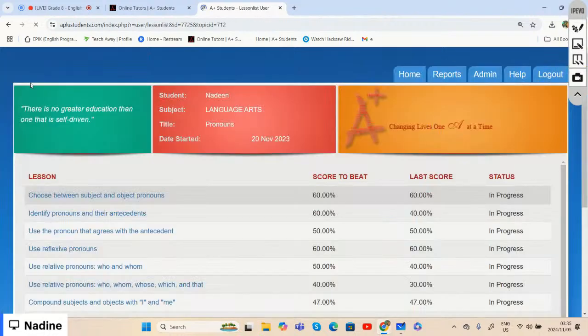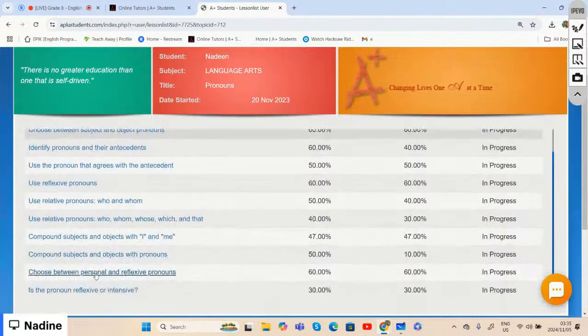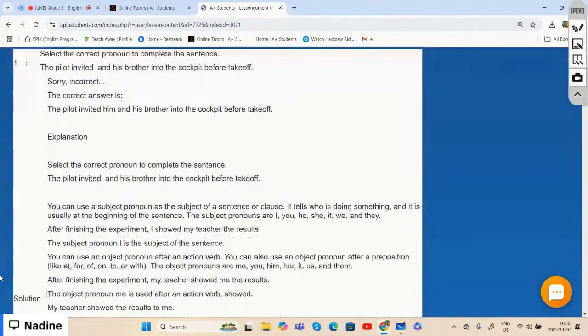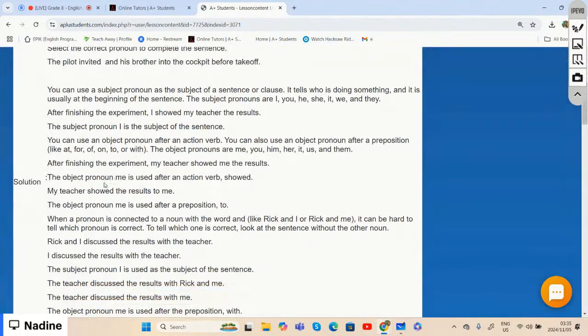All right, so now we're going on to the next one, which is compound subjects and objects with pronouns. We can use a subject pronoun as the subject of a sentence or clause. It tells us who is doing something, and it's usually at the beginning of a sentence. The subject pronouns are words like I, you, he, she, it, we, and they. Those are our subject pronouns.